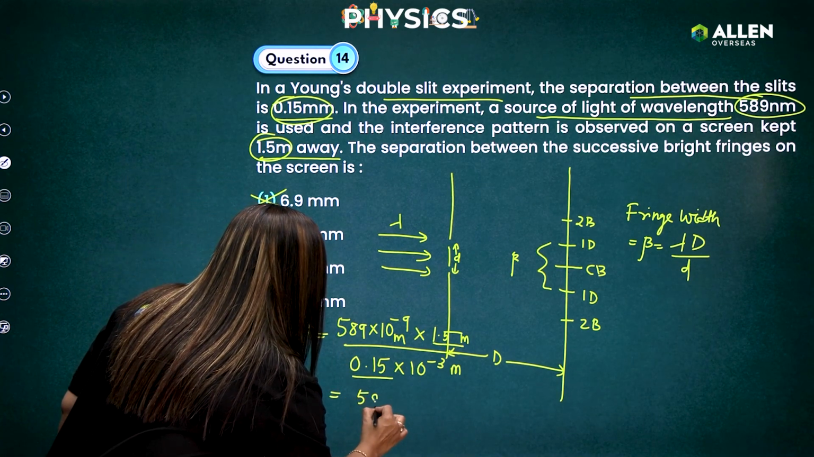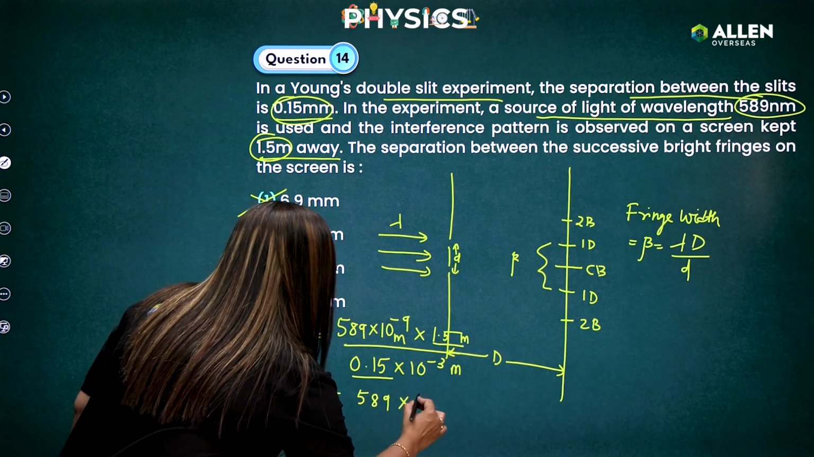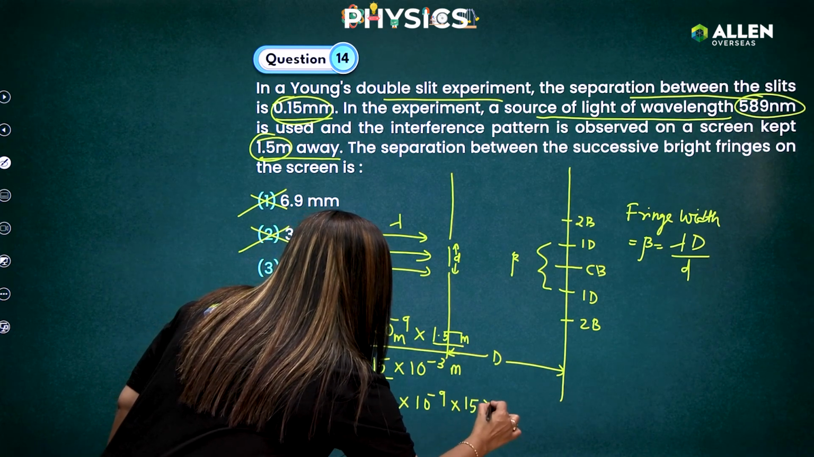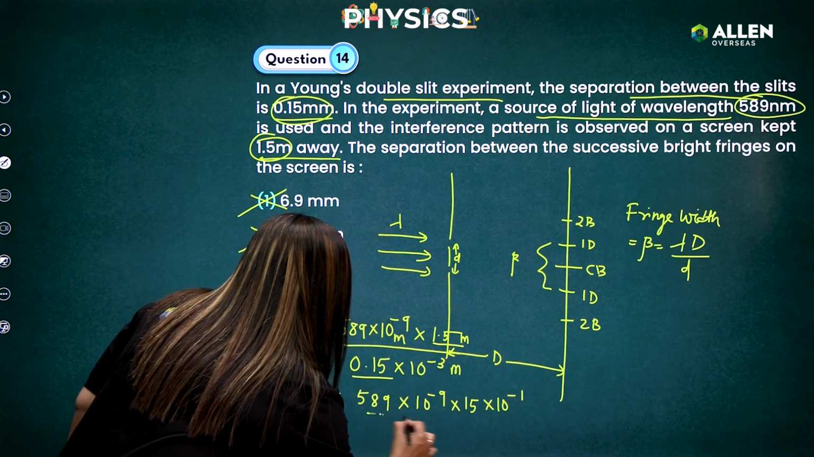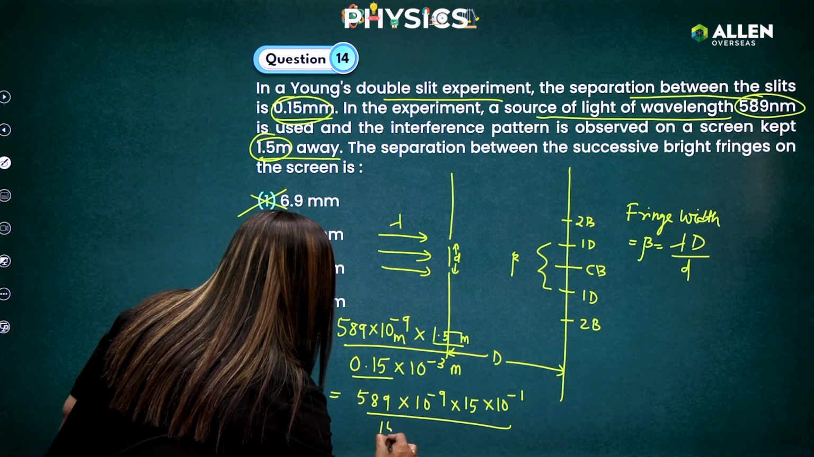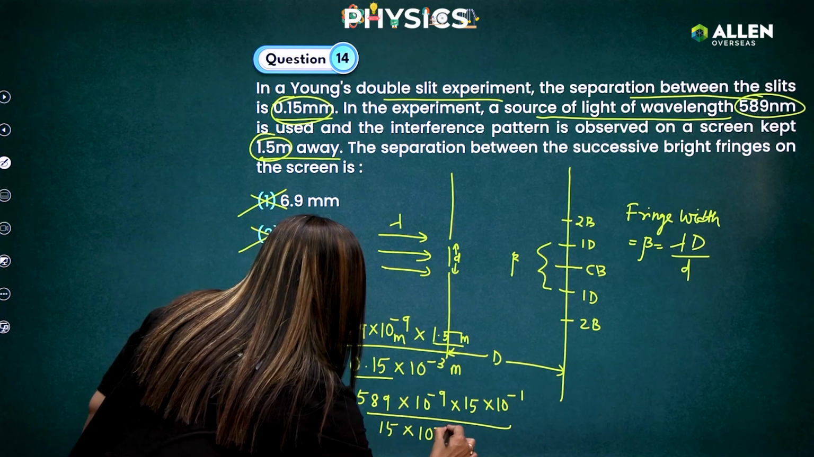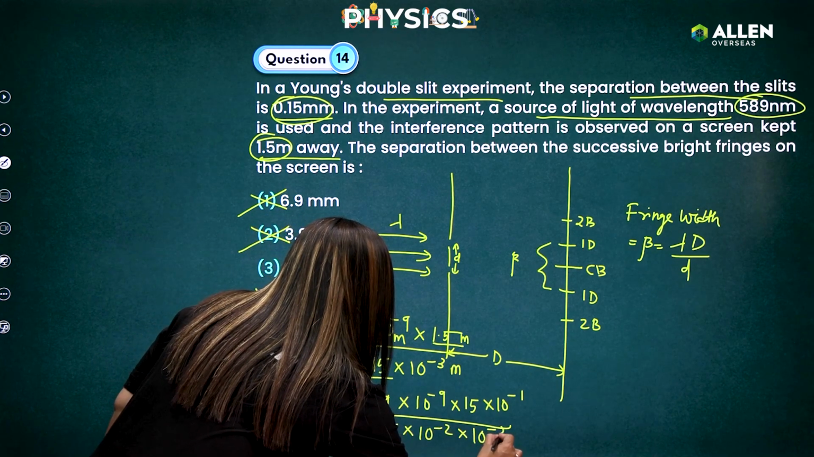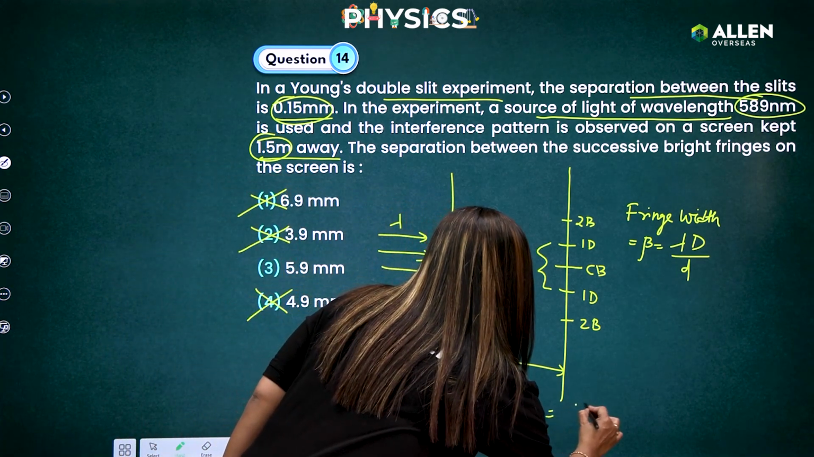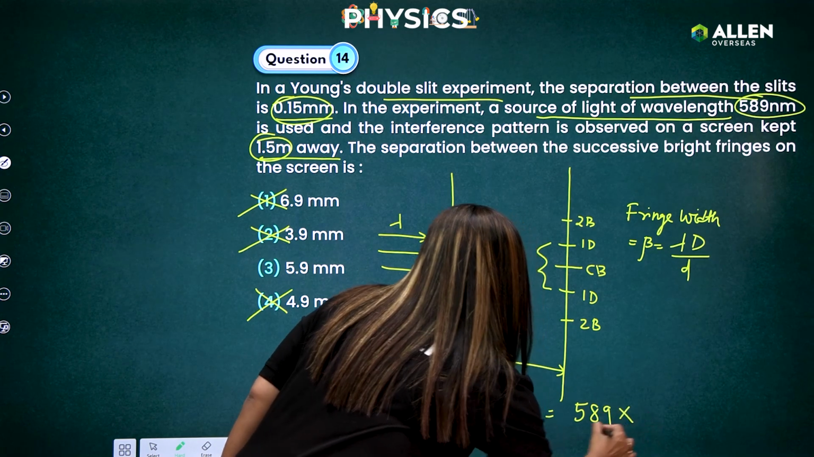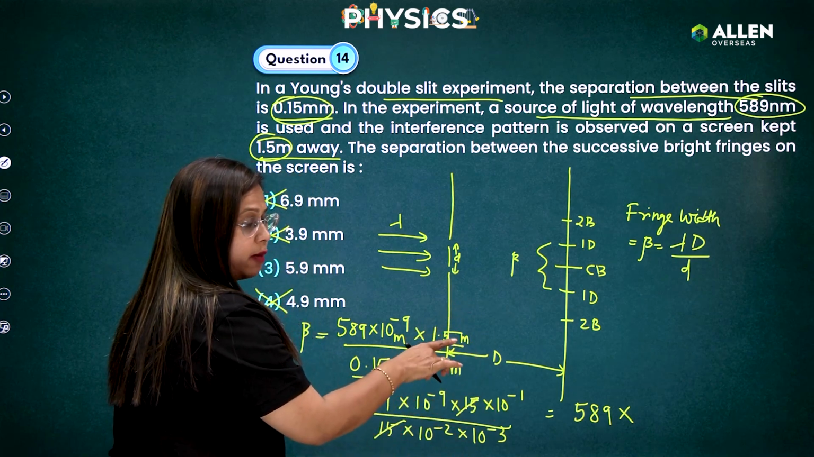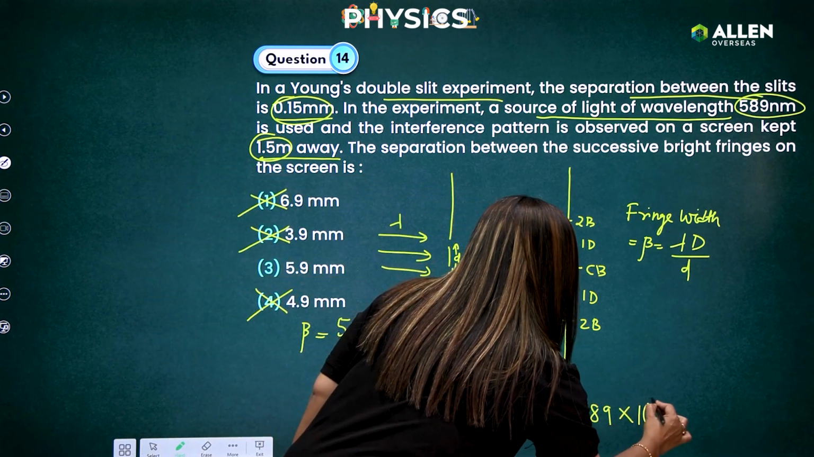So this is 589 into 10 to the power minus 9 into 15 into 10 to the power minus 1 divided by 15 into 10 to the power minus 2 into 10 to the power minus 3, because this is the way how you can overcome the mistakes. Now this 15 and this 15 are getting cancelled out, and finally we are getting the value as 589 multiplied with minus 9 minus 1 is minus 10, and this is minus 5, it will go up and make it 10 to the power minus 5 meter.